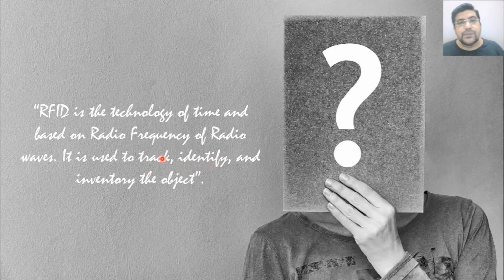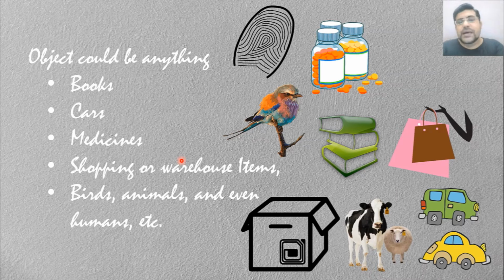There's a difference between EAS, Electronic Article Surveillance Security System tags, and RFID tags. I'll show you later within this presentation, because we are going to discuss RFID in depth. The object could be anything. It could be books, cars, medicine, shopping and warehouse items, birds, animals, and even humans. You can see these images, which I put just for example.